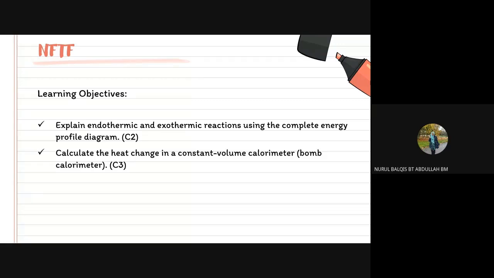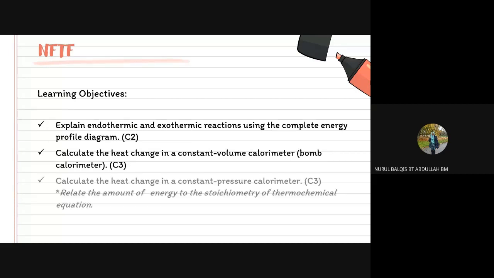Maksudnya dia dah masuk dah 2.2 sikit. Sebab 2.1 tu just definitions, 2.2 tu is the applications. Basically, 2.1 ni akan digunakan dalam 2.3 dan juga 2.4. Jadi mesti strong 2.1. And then ada juga soalan, maybe in face-to-face ke face-to-face. Calculate the heat change in a constant pressure calorimeter.